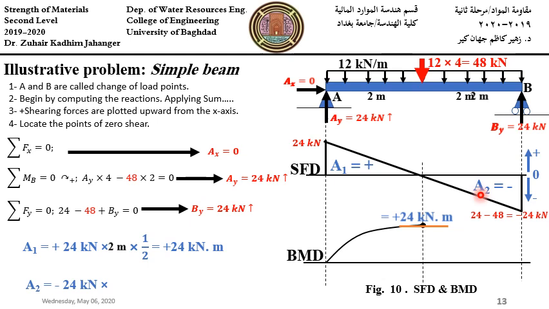So area 2, same as area 1, is 1 times 2 times 1 over 2, which equals minus 24. Similarly, the bending moment at B is the moment at midspan plus the delta moment between midspan and B, which equals area 1 plus area 2, and it is 24 minus 24 equals 0.